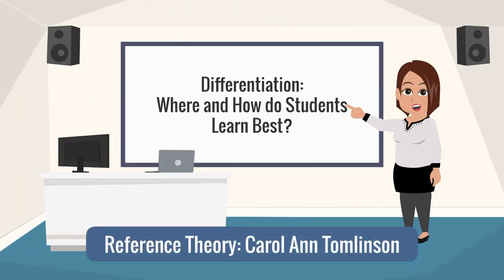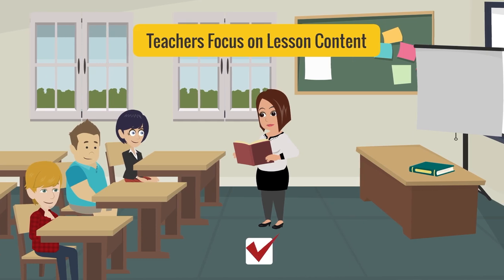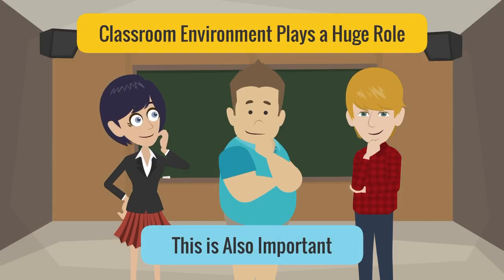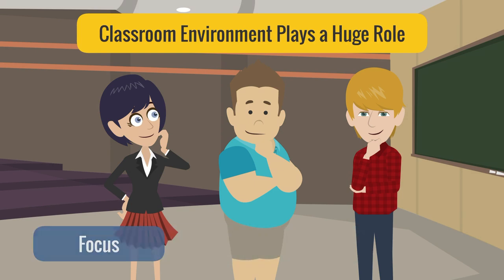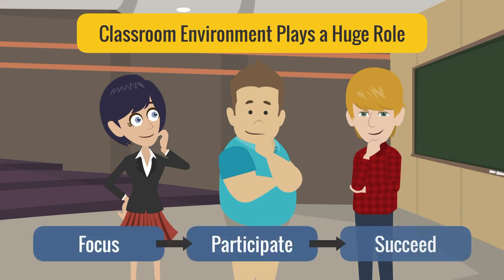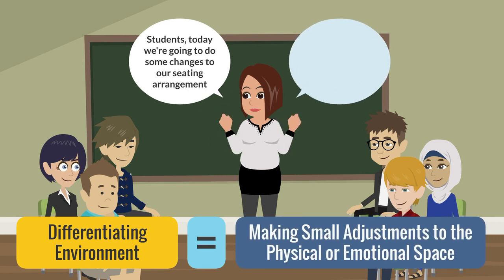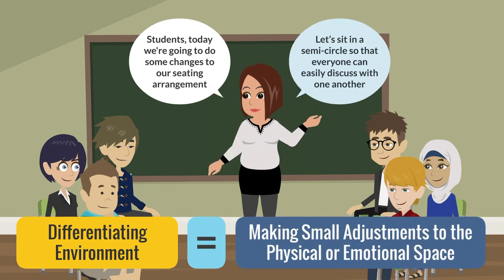Now, let's talk about differentiating the learning environment. In other words, where and how students learn best. We often focus on lesson content, but the classroom environment plays a huge role in how well students can focus, participate, and succeed. Differentiating environment means making small adjustments to the physical or emotional space to help more students access the learning.